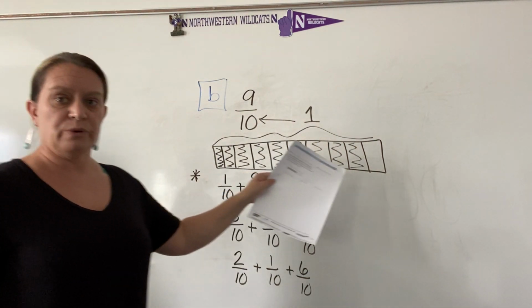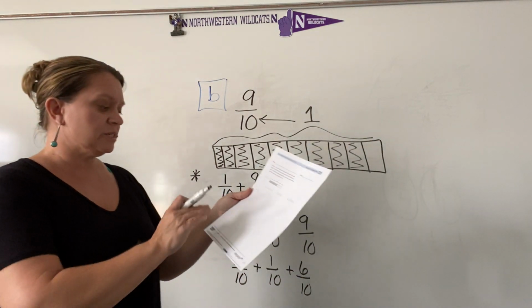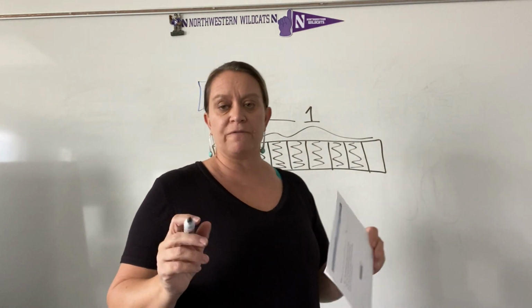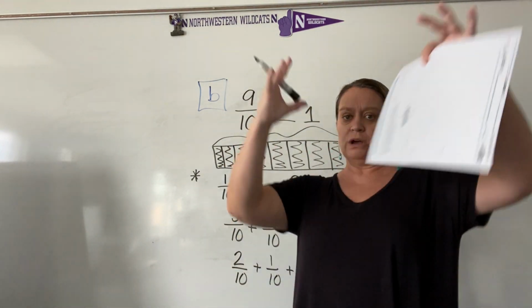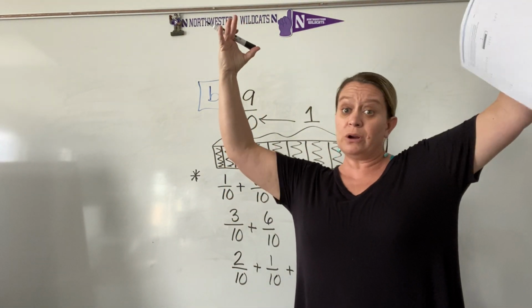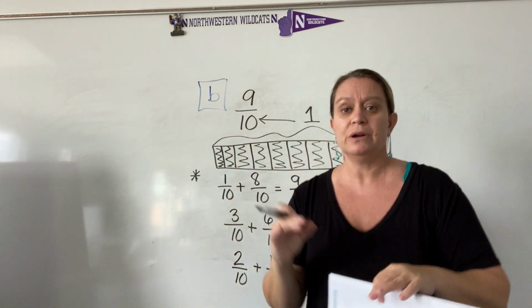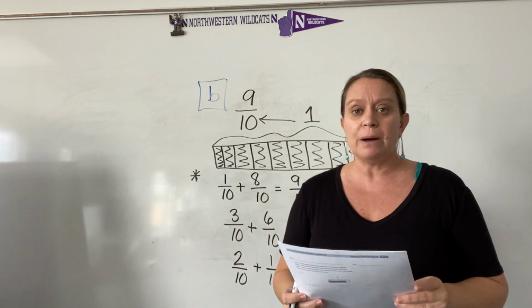Now, I'm going to do another one over here that is similar to C, but not exactly. This is called an improper fraction. Improper fractions are when you have a great big number or a bigger number over a smaller number. Big number, small number. That is an improper fraction.